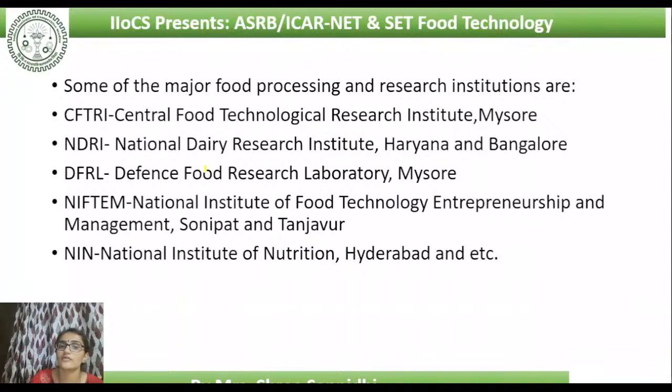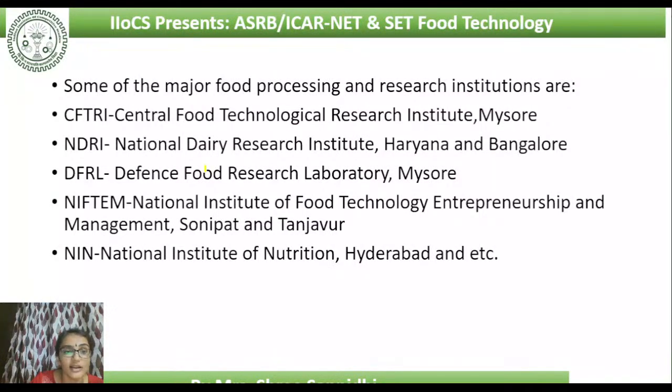Let us see some of the major food processing research institutions in our country. There are a lot of food research institutions who are doing great work, but to mention a few, I'll be mentioning these. The first one being CFTRI, which is situated in Mysore, and CFTRI is nothing but Central Food Technological Research Institute. Next is NDRI, National Dairy Research Institute. It is there in Haryana as well as Bangalore.